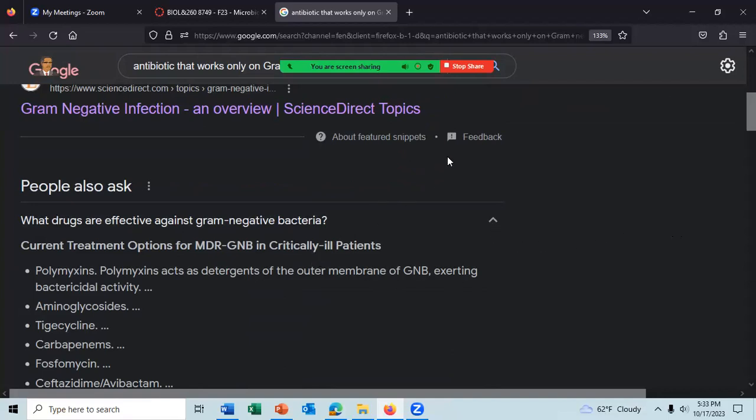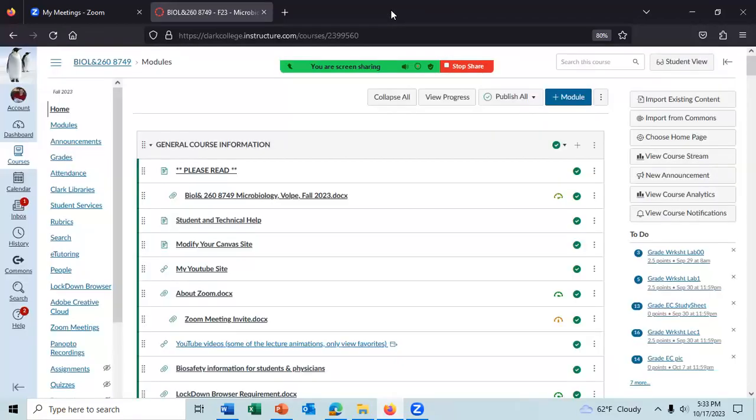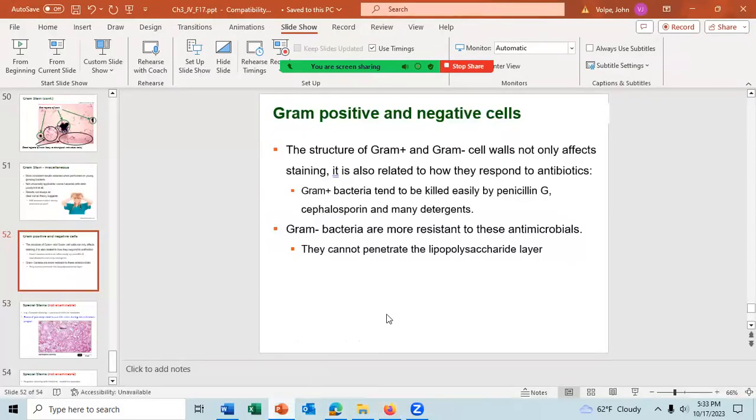Polymyxin, there we go. I remembered it began with a P. Polymyxin B is the antibiotic I was trying to think of, and it only works on gram-negative cells. Any question about that? So we do have antibiotics that do work on gram-negative cells.